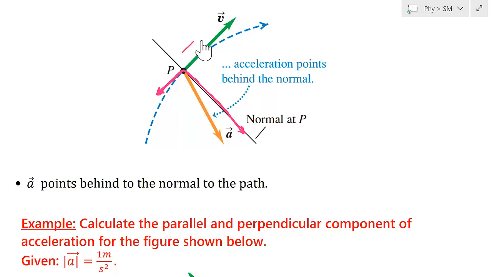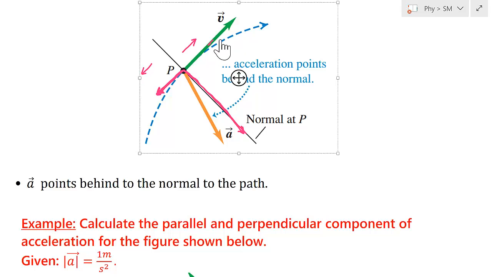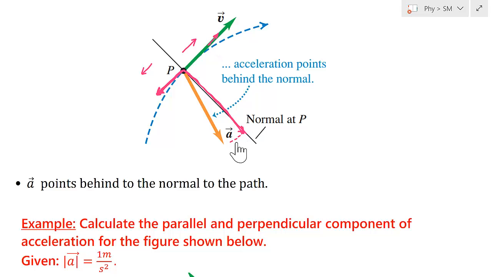So increase in the speed, this side, decrease in the speed, this side, because the direction of the speed is in this direction. So now if I take the resultant of this vector, that is the perpendicular component, and this is the parallel component, and if I take the resultant of these two, I will get this vector, that is the acceleration vector. Now see, this acceleration is behind the normal. So normal is here and this acceleration is here.